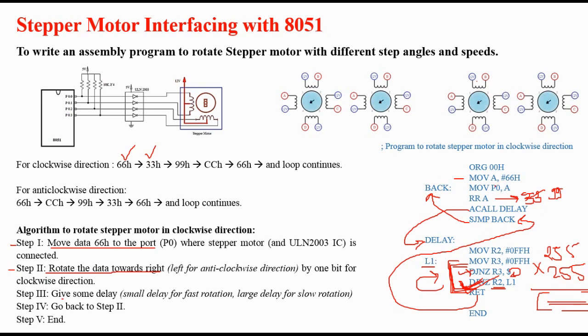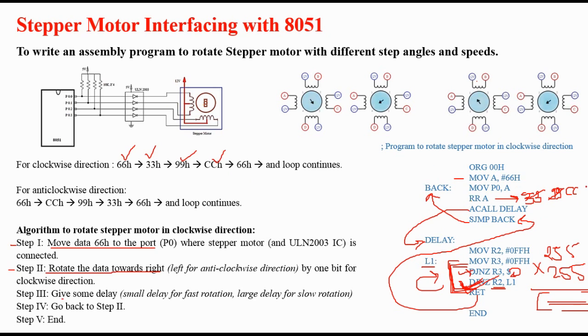Again move the content of accumulator onto port P0. In this way this 99, which was the content of A, will get moved onto port P0. So with reference to 99 the shaft will get rotated. Fine, RRA, so the content will become CC, A called delay. After some time the pointer will jump again, move the content of accumulator, that is CC, on port P0. So the motor, or the shaft, will get rotated in accordance with CC.